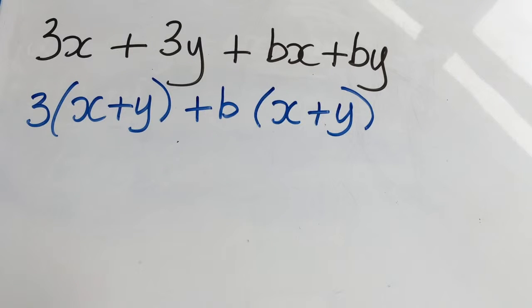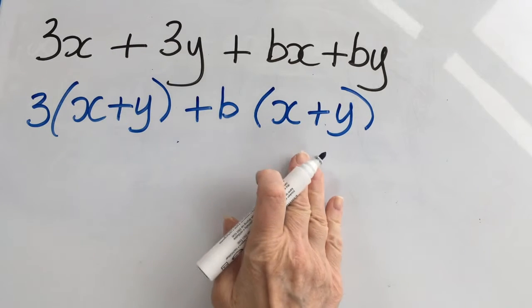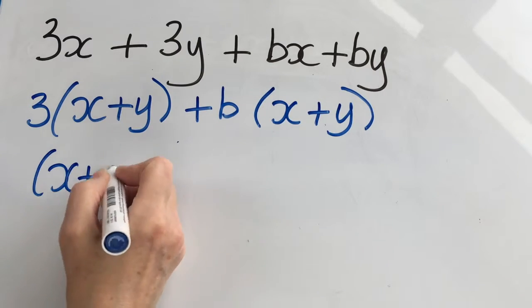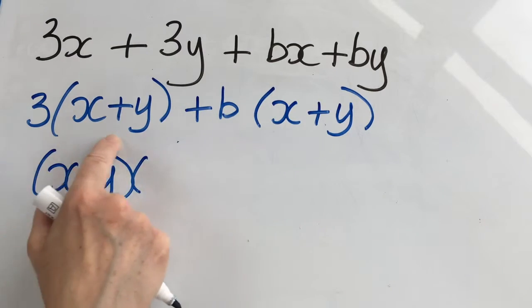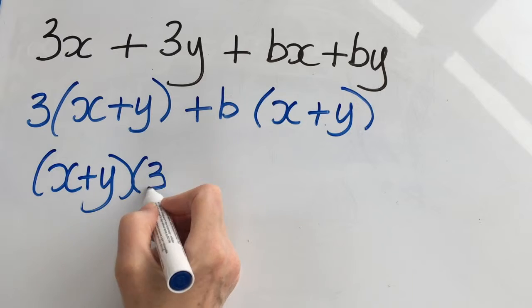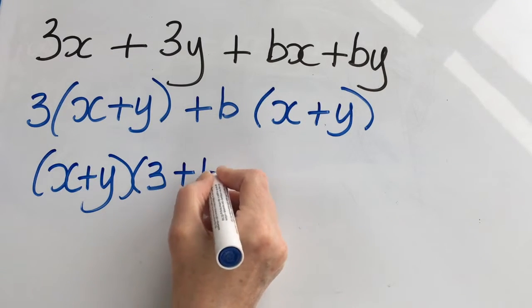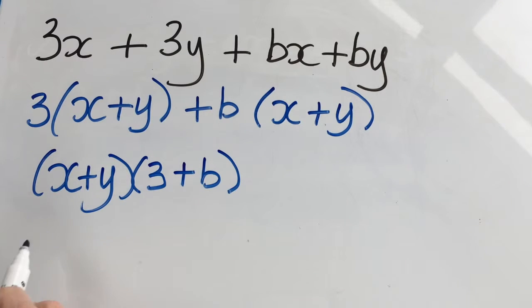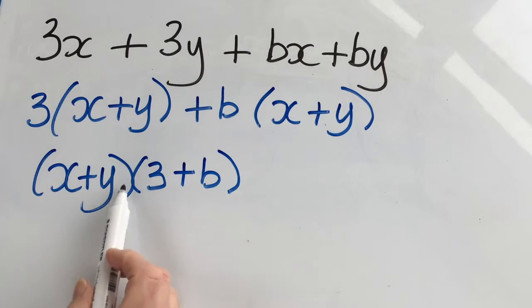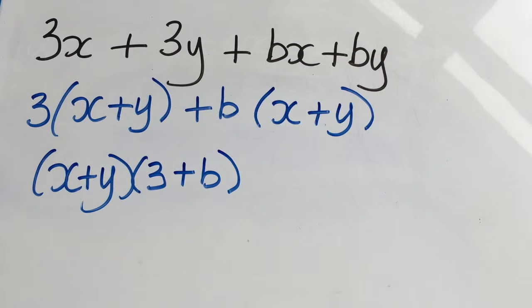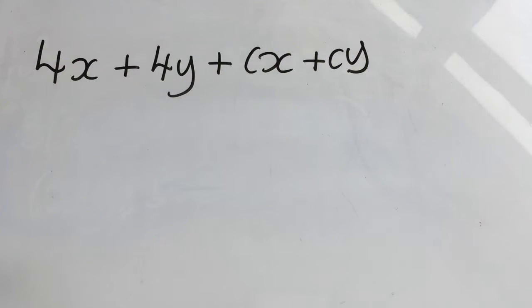Now, taking out my common factor, which is x plus y, it goes into this first expression 3 times. It goes into this second expression plus b times. And now I have 2 expressions multiplied together, so I say that expression is fully factorised. Now pause the video and see if you can work this one out.